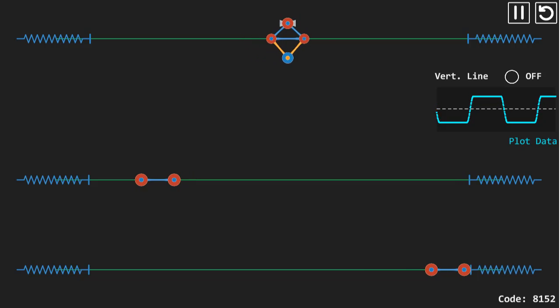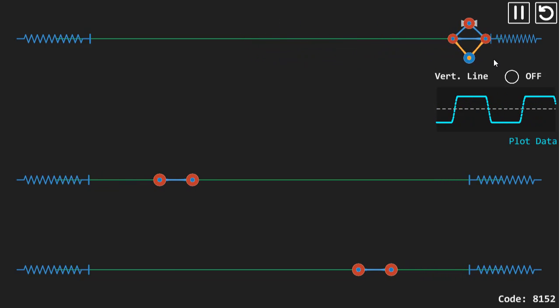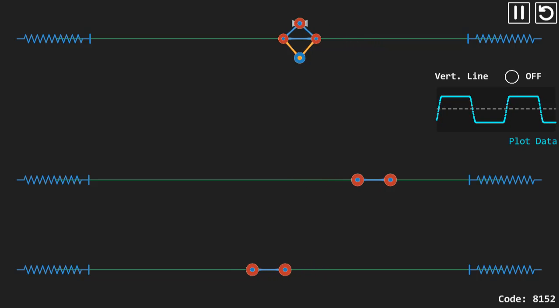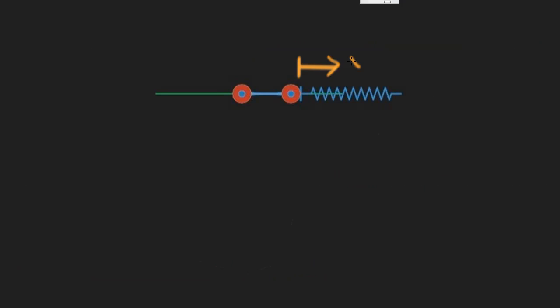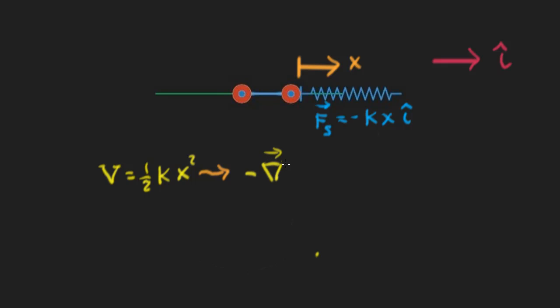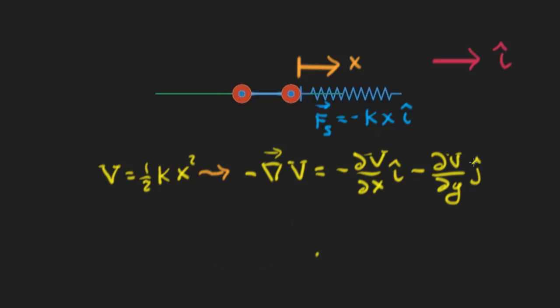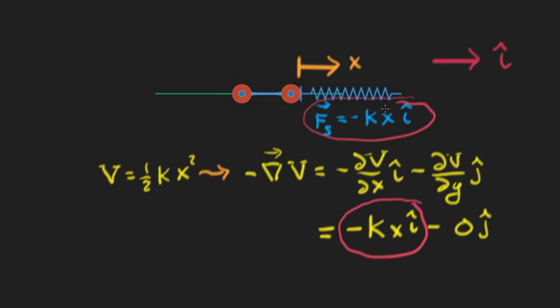We've already seen earlier in this class that a spring that pushes or pulls along one direction is conservative. And the way we show this mathematically is we define the displacement of the spring x, and then the spring force is just k times x in the minus i hat direction. Define a potential, which is 1/2 k times x squared, and then take the negative gradient. The negative gradient is obtained by taking the first partial derivatives of the potential V with respect to x and y and putting them in the i hat and j hat directions. And that just gives you minus kx in the i hat direction. So here's the gradient of the potential, and there's the spring force. They're the same, so this thing is conservative.